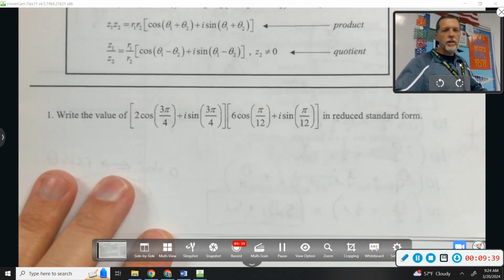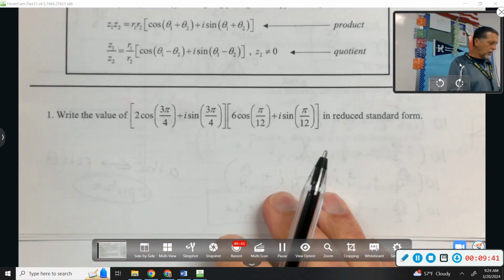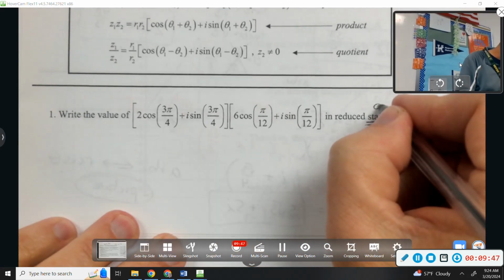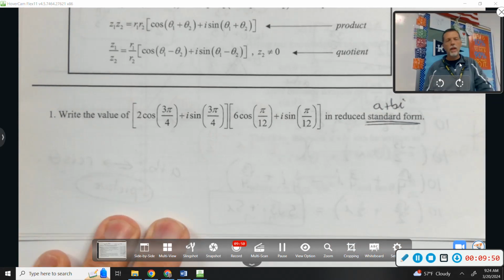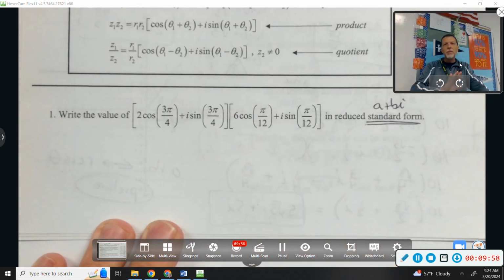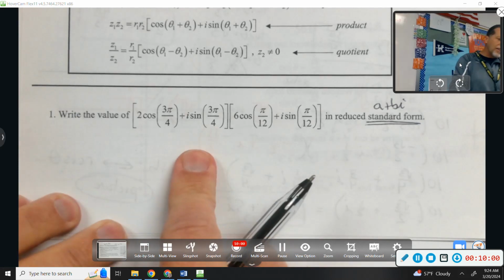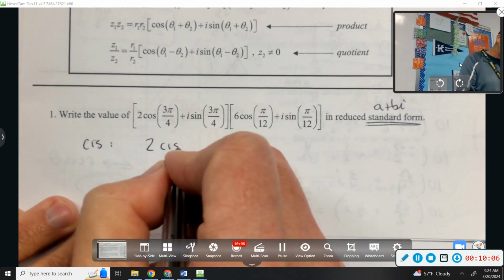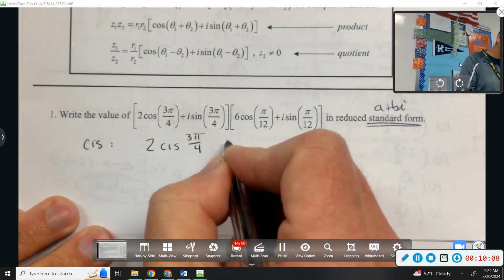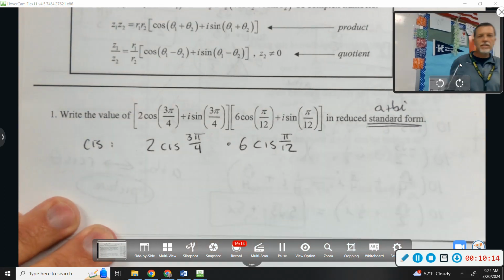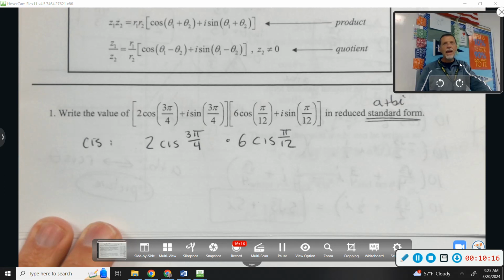Write the value of all of that in reduced standard form. Okay, reduced standard form means A plus BI. So I could do A plus BI here and A plus BI here and then FOIL it and then combine, but like we know a shortcut now. Let's rewrite this in cis format first. So 2 cis 3 pi over 4 times 6 cis pi over 12. And now we get to use our shortcut.